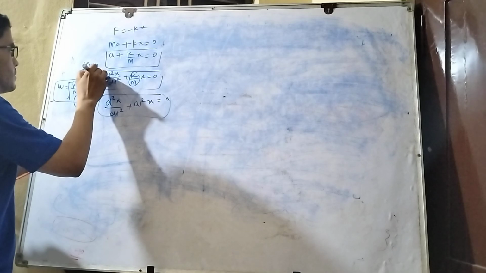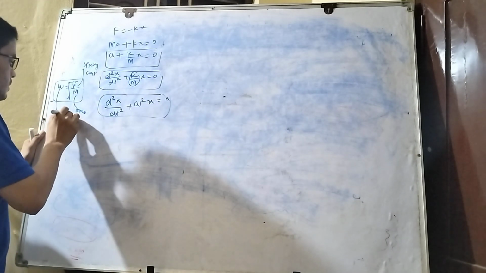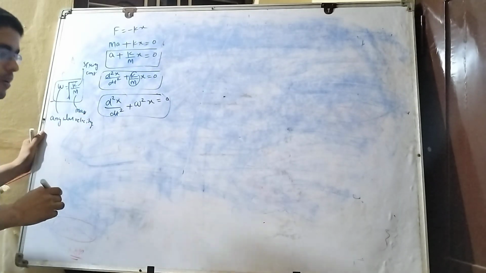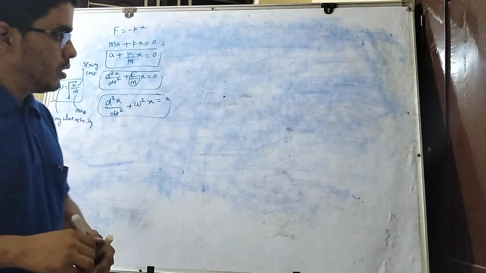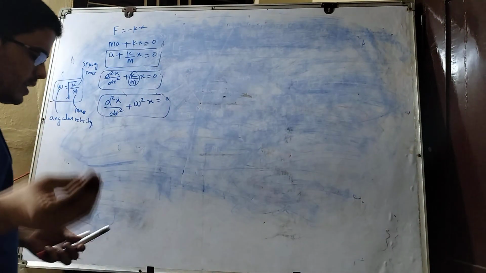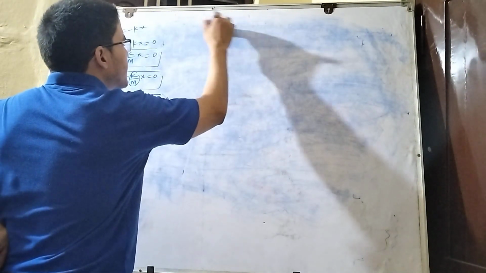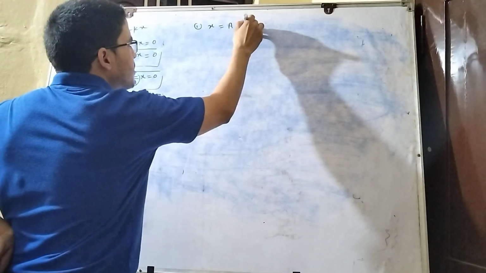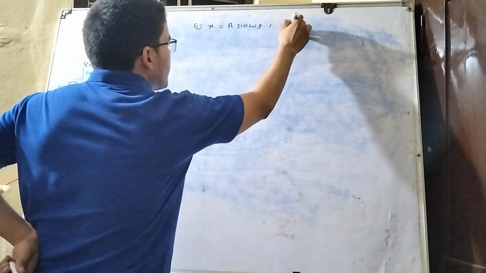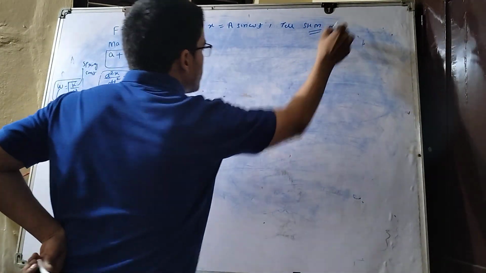This k is the spring constant. And what is this? Angular velocity. So remember this formula. Just a simple thing I am telling. Very simple thing: x equals a sin omega t. Now tell me, is this simple harmonic motion or not?